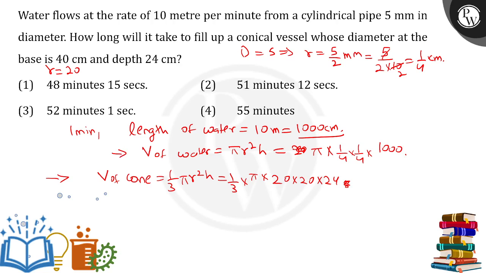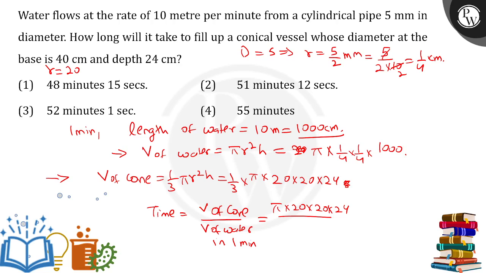So how much time will be taken? Time will be the volume of the cone divided by the volume of water in 1 minute. This is the water in 1 minute, I'm mentioning over here. This is the division which needs to be done. When you do the division, the numerator will have pi into 20 into 20 into 24. In the denominator we have 3, and the pi from this one, multiplied by 1000. The 4 and 4 will also go in the numerator, 4 into 4.